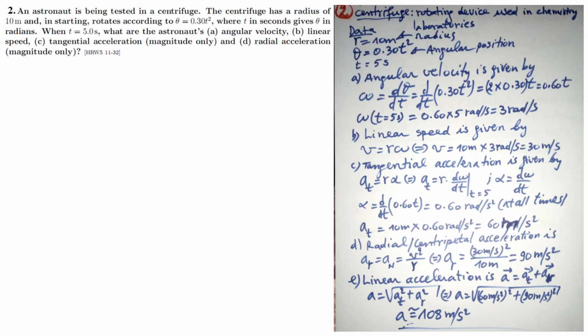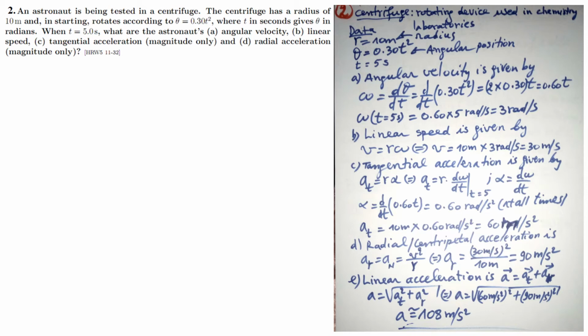As an answer, we need first of all to state what is given, all of the data. It is said the centrifuge has a radius of 10 meters. We have a radius of 10 meters. Then we are given an angle that this centrifuge rotates. This angle is the angular position theta equals 0.30 t squared. And the time, it is said at time t equals 5 seconds, determine the following. We are given the time equals 5 seconds.